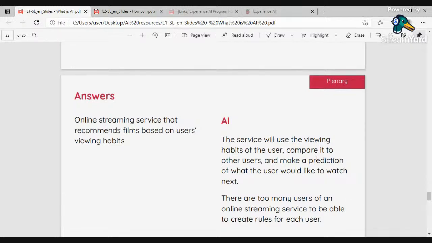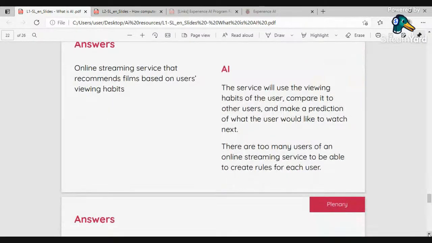The service will use the viewing habits of the user, compare them to other users, and make a prediction of what the user will like to watch next. There are too many users of an online streaming service to be able to create rules for each user. So the answer there is AI.